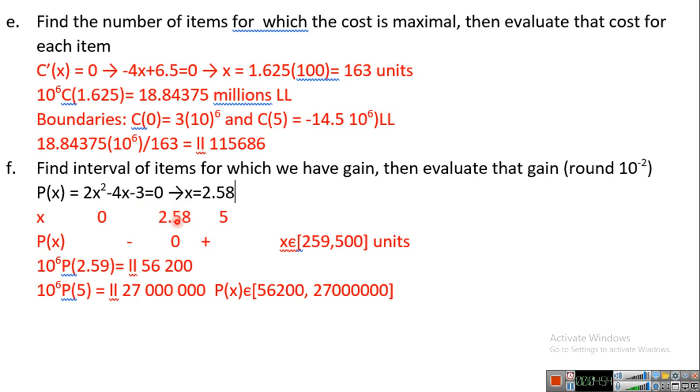258 units at the break even. So from 259 till 500 is the profit, the number of articles for which we have the profit, and from 0 till 257 the number of articles for which we have loss. So I want to find the profit interval, so I want to find P of 2.59 and P of 5. If you replace it here, we have the profit interval.